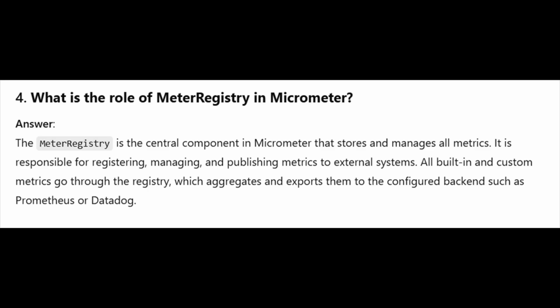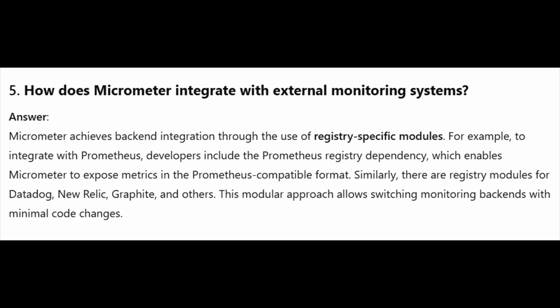Prometheus or Datadog. 5. How does Micrometer integrate with external monitoring systems? Answer. Micrometer achieves backend integration through the use of registry-specific modules. For example, to integrate with Prometheus, developers include the Prometheus registry dependency, which enables Micrometer to expose metrics in the Prometheus-compatible format. Similarly, there are registry modules for Datadog, New Relic, Graphite, and others. This modular approach allows switching monitoring backends with minimal code changes.